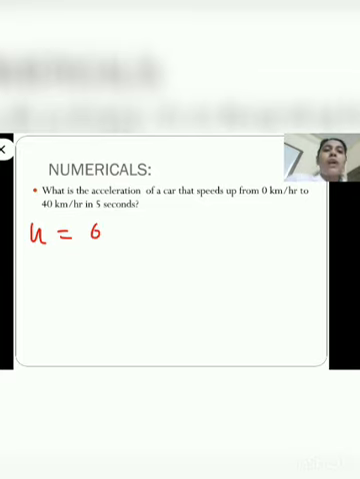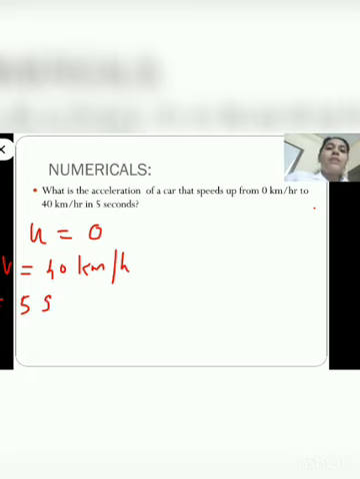Since it is 0, I am not writing the unit along with that. Then finally the speed of the car increases from 0 to 40. So the final velocity v is 40 km per hour. Then time is given in seconds. Time t is 5 seconds. So here time is in seconds but velocity is in kilometer per hour. So we need to convert this velocity from kilometer per hour to meter per second.